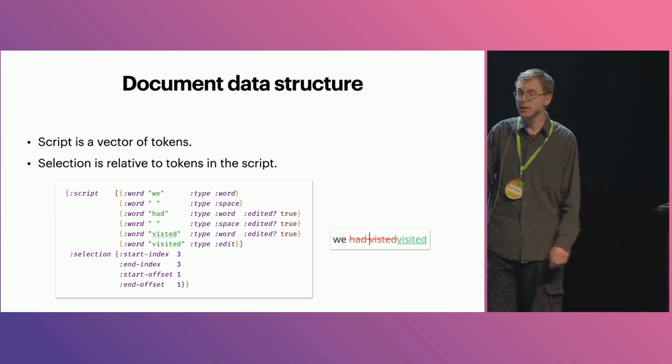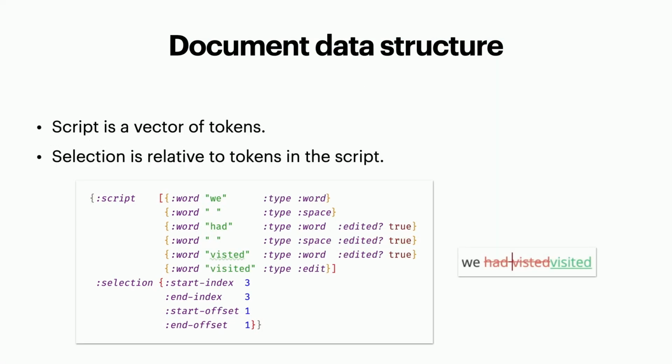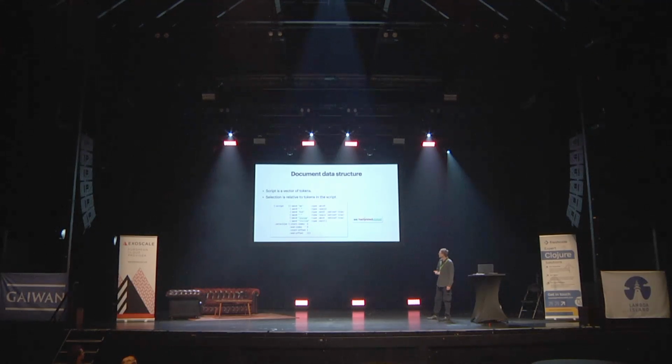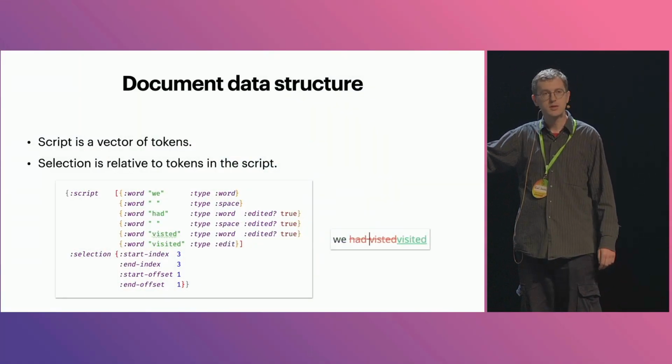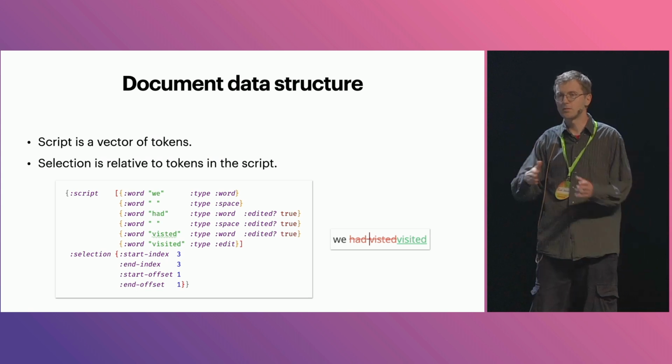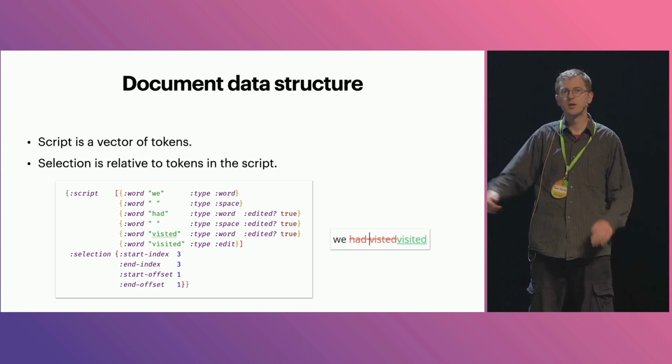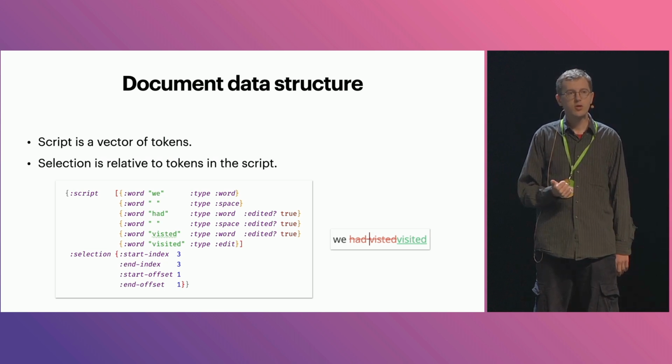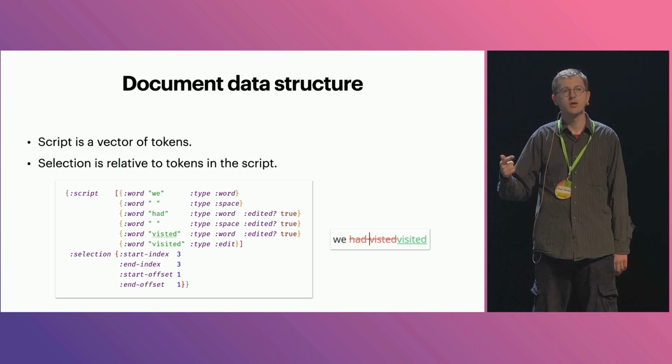Okay, so let's start from the data. On the left, you have the data representation of an annotated script. On the right, you have how it looks on the screen for the user. So we corrected "had" and "visited" into "visited". Our document is a map. It has a script, which is a vector of tokens. Each token is a map. They have various types, such as a word, a space, or an edit. And in that map, we also have a selection, which is relative to the tokens, which is handy because rather than just having an offset in the entire text, we go directly to a token, and then we have an offset of characters inside that token.